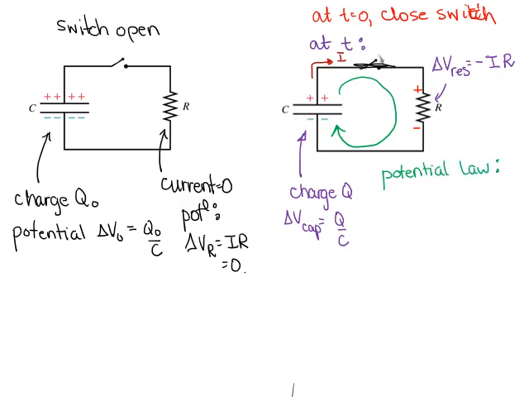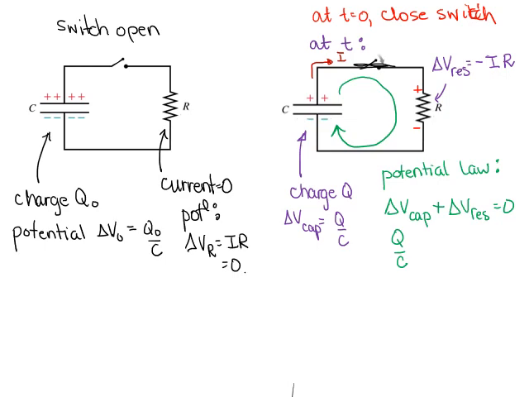What we have in Kirchhoff's potential law is delta V for the capacitor, so the potential increase across the capacitor, plus delta V for the resistor equals 0. Sum of all the potentials around any closed loop equals 0. Okay, next let's fill in what we know about delta V for the capacitor. Well, that's the charge on the capacitor divided by the capacitance.